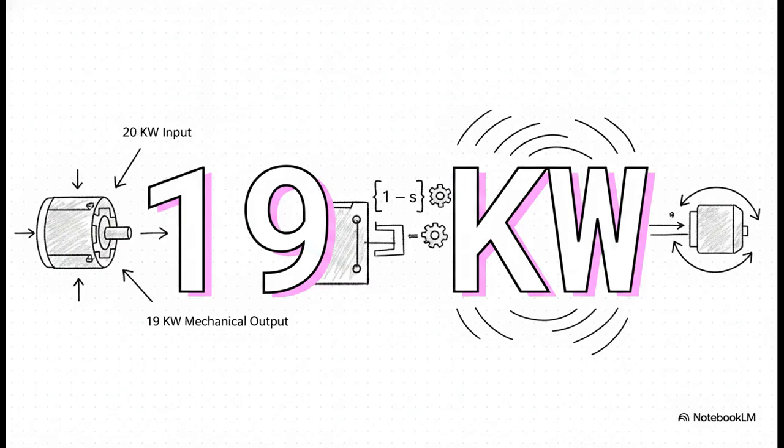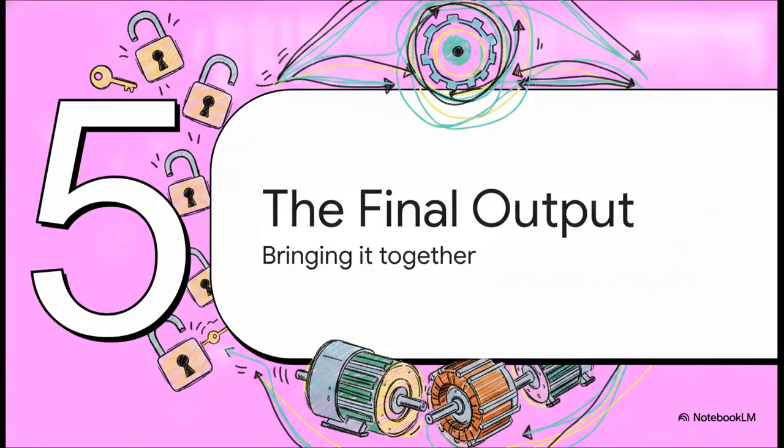Think about it. We pumped 20 kilowatts of electrical input power into this rotor. But the actual physical mechanical power we developed is 19 kilowatts. You naturally lose a tiny fraction in that conversion process, and it's dictated entirely by that 1 minus s mathematical reality. Which brings us to the finish line.